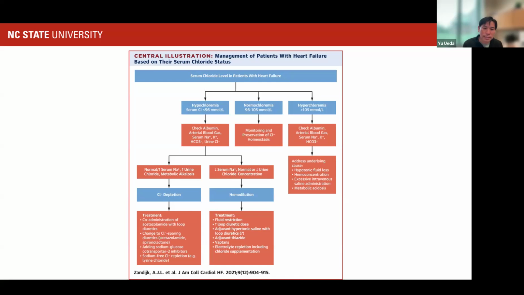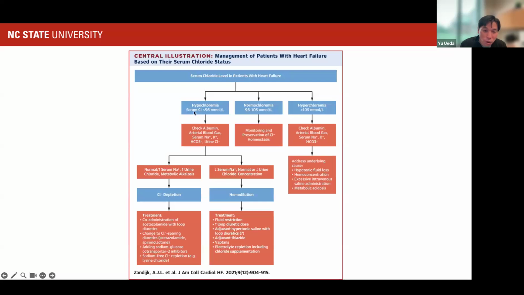There are some studies focusing more on this chloride theory as the cause of diuretic resistance, and they are proposing some treatment modification of congestive heart failure based on serum chloride concentrations. As you can see here, this is just one example of a management plan based on the chloride concentration, not the sodium.